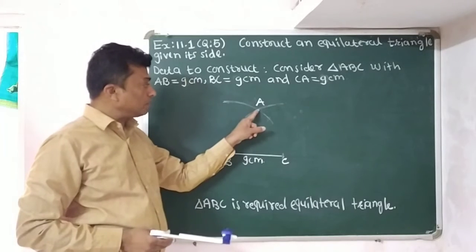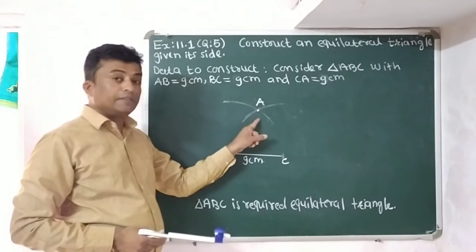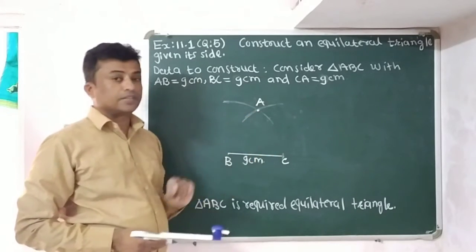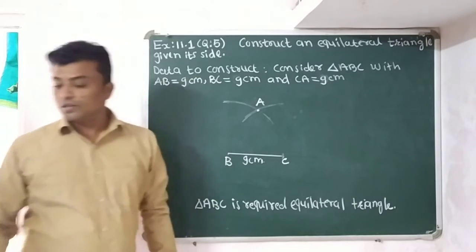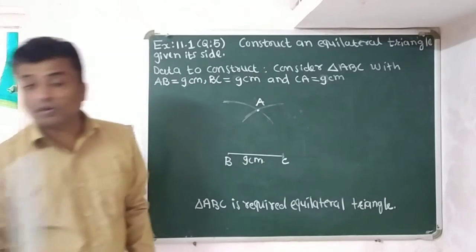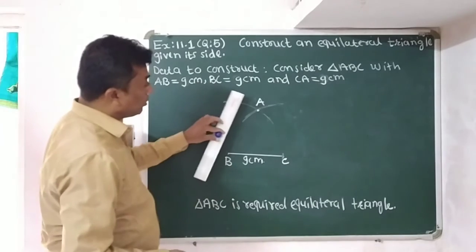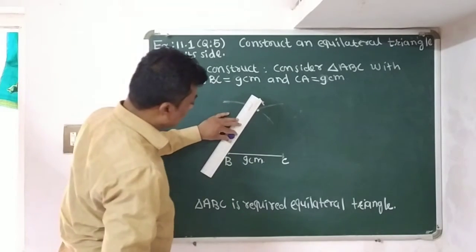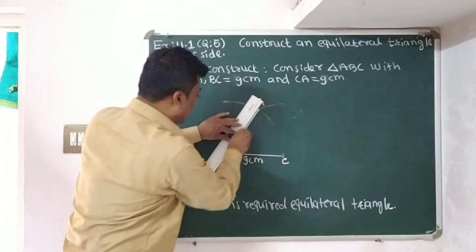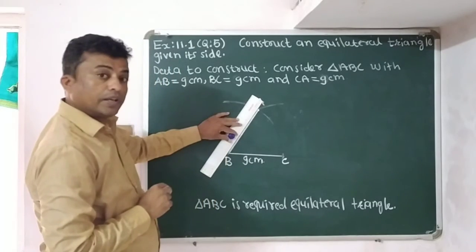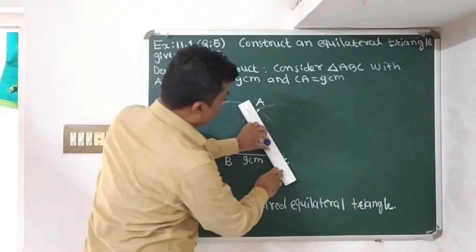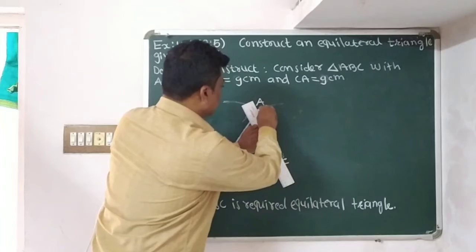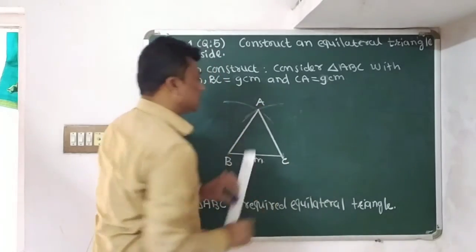Now we can join point A and B, and then join point A and C, with the help of the scale. With the help of the scale, I join point A and B. Now I join point A and C.